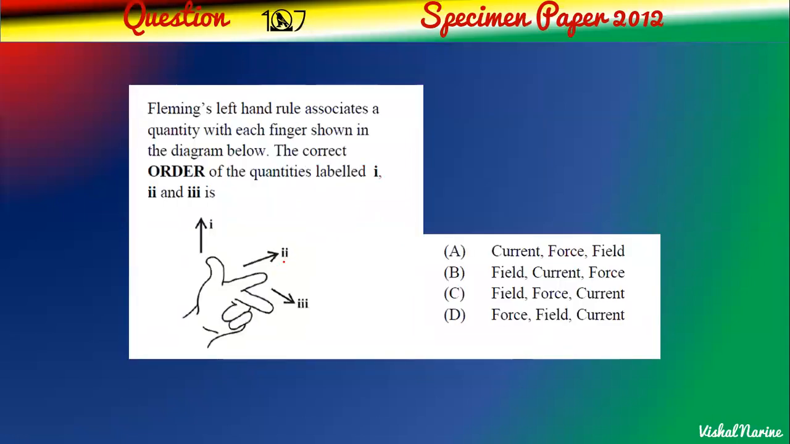Question 107 deals with Fleming's left-hand rule. And the question is asking you, what does each finger represent? So this is a thumb, and it represents the thrust or the force. This is first finger. It represents the field, and the second finger for current. So we got force, field, and current, which is D.